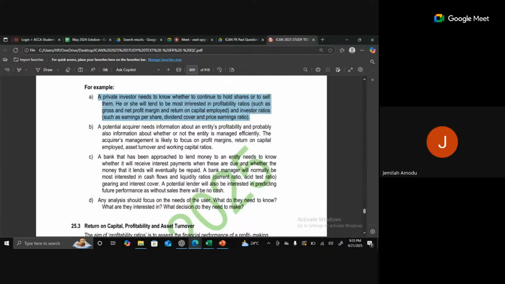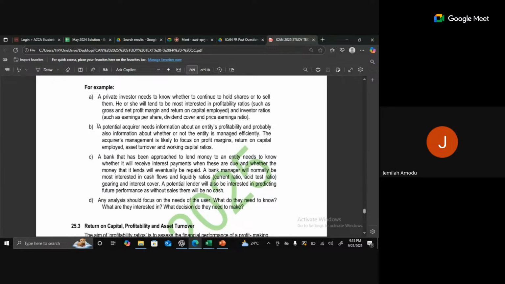So, when you talk about that, the very first thing that comes to mind is what? Profitability ratio. You definitely want to check those profitability ratio to know how the business has been performing. Then you might also want to know the earning per share, dividends cover, and all those equity related ratio, right? So those are the things that you want to know.